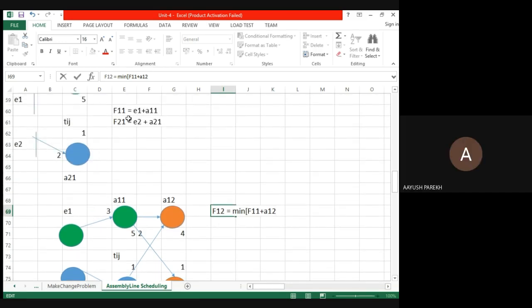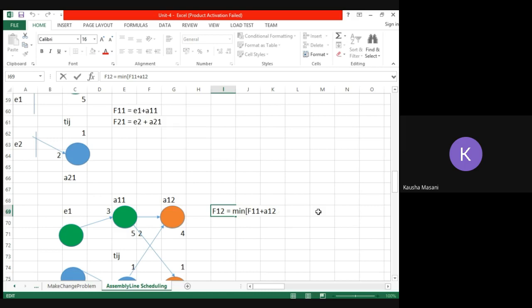Yes, F11, ma'am, is A1, A11 plus E1. Okay. So I don't need to write that again. I can simply write F11 plus the work I'm doing at station A12. Okay, fine. Let's say I'm coming from line 2 towards line 1.